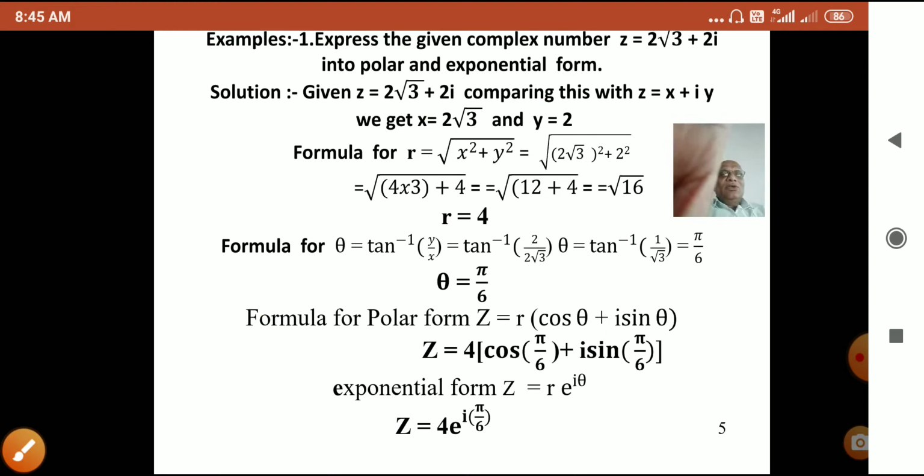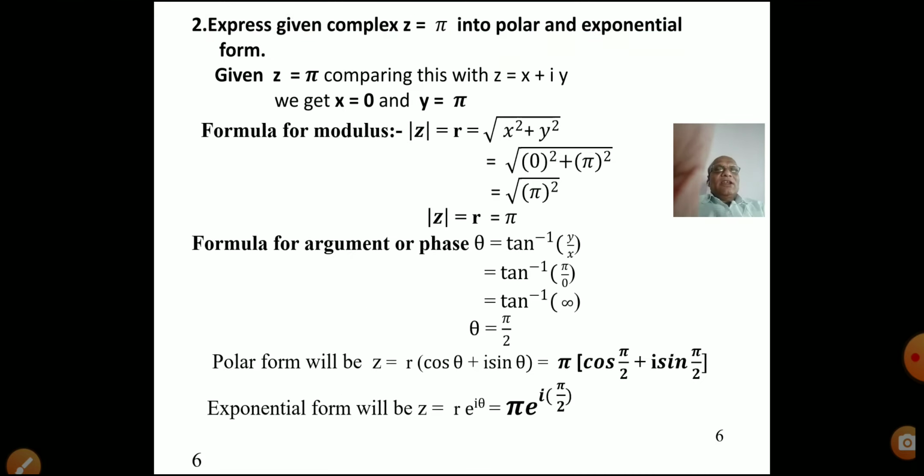Now substitute the values of these two, so we represent the given complex number z equal to 2 root 3 plus 2i in polar form as z equal to 4 into bracket cos of pi by 6 plus i sin of pi by 6, and in exponential form this is z equal to 4 e raised to i pi by 6.